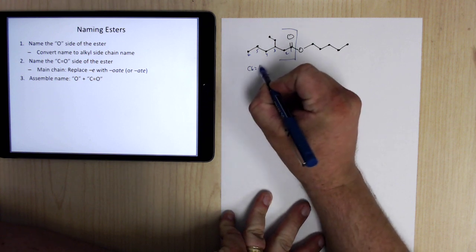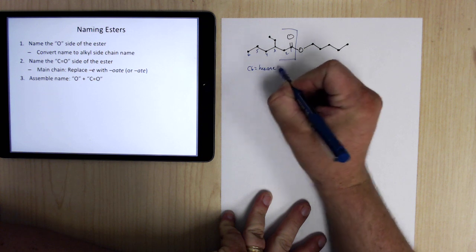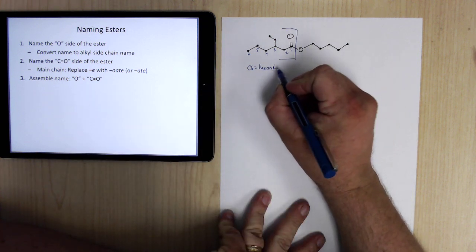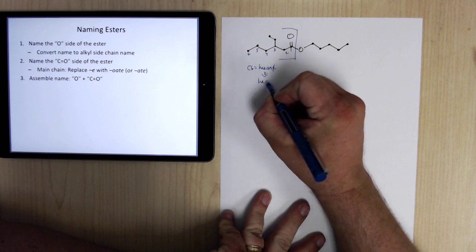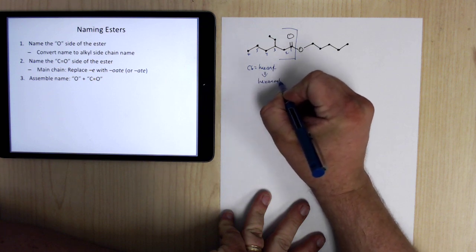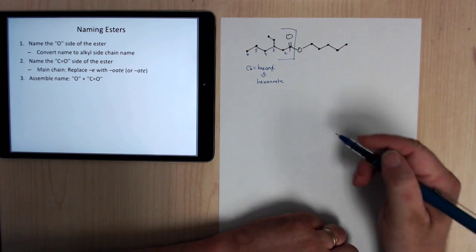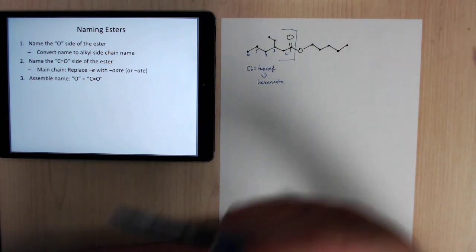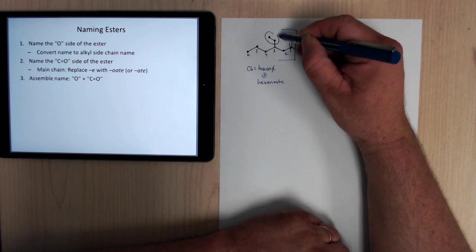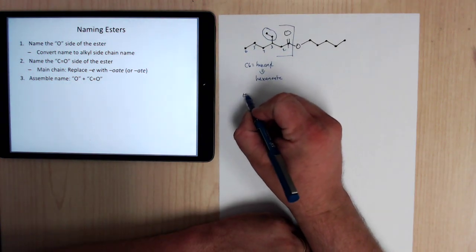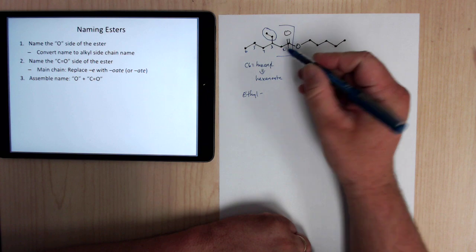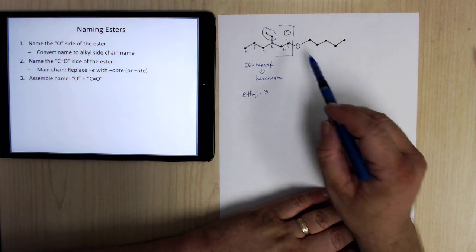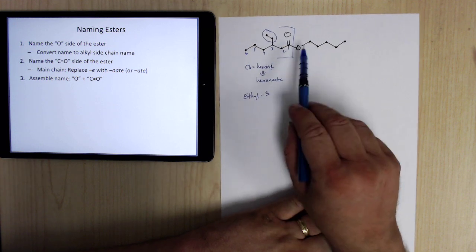So C6, so it'd be hexane, but the main chain goes to O8, so it'd be hexanoate. You also have this side chain, ethyl, that's hanging off of carbon 3. So that's the C double bond O side.